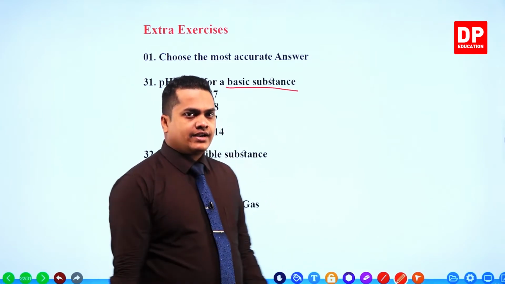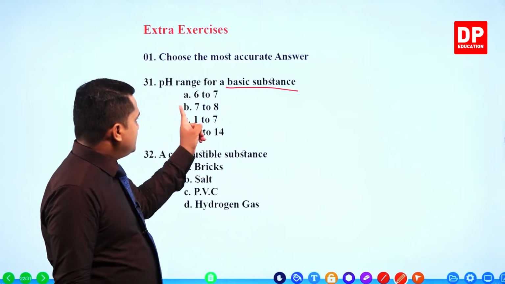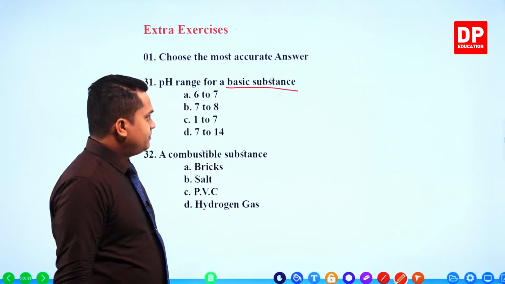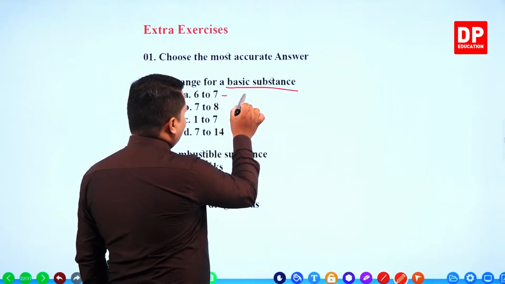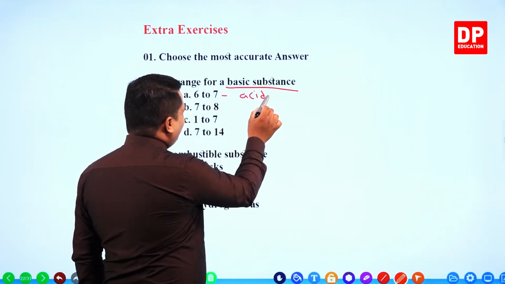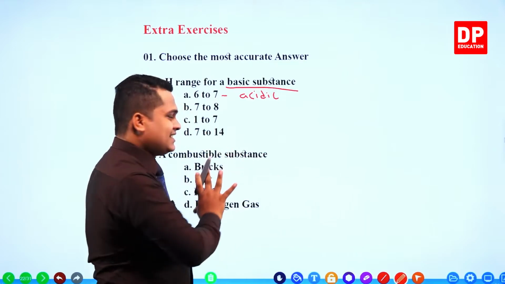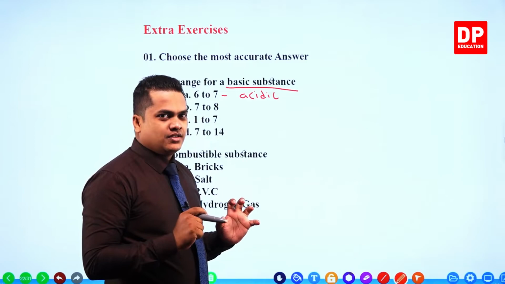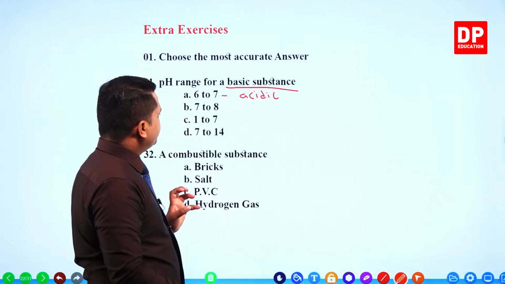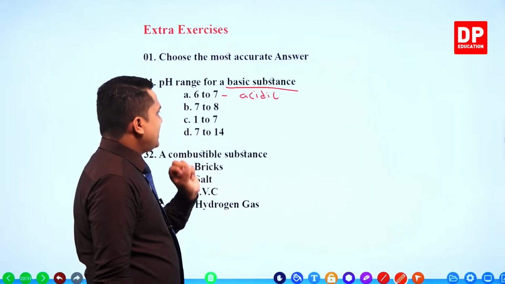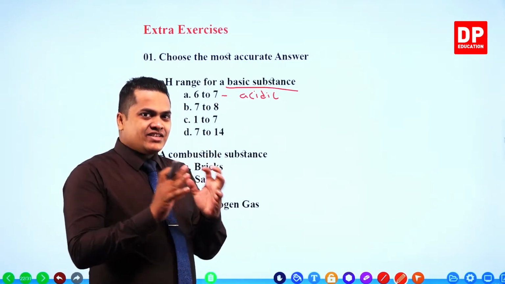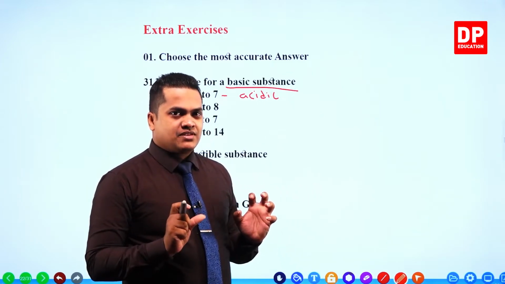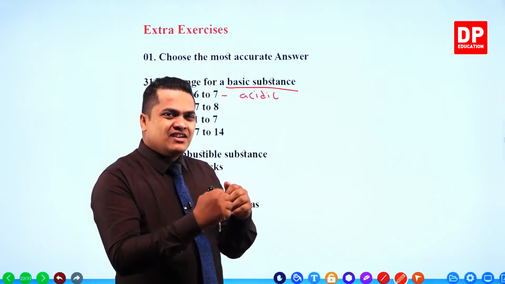So you have to select the correct answer from here. 6 to 7: the pH value is less than 7, which means this is of acidic nature, or we can say neutrally related acidic nature. Okay. Next one, 7 to 8. Once again, neutrally related basic nature. It's more equal to a neutral substance because the pH value is between 7 and 8.